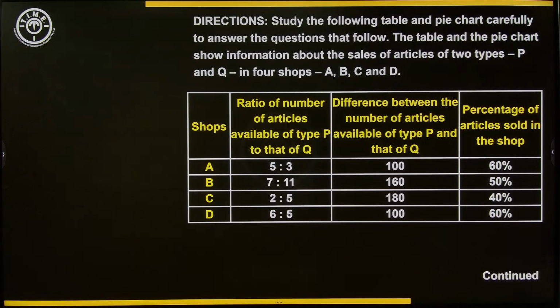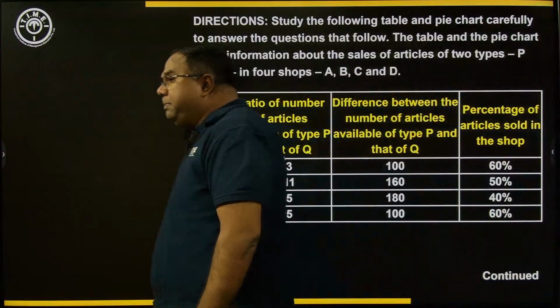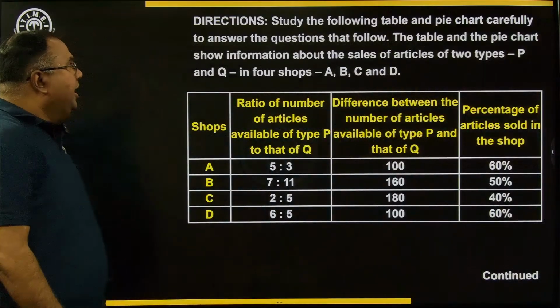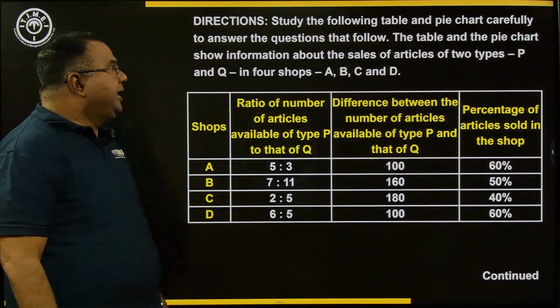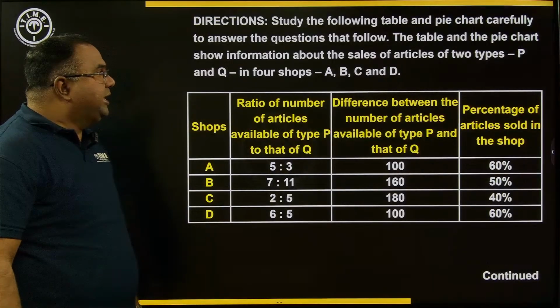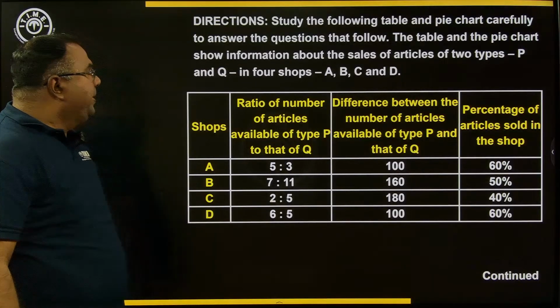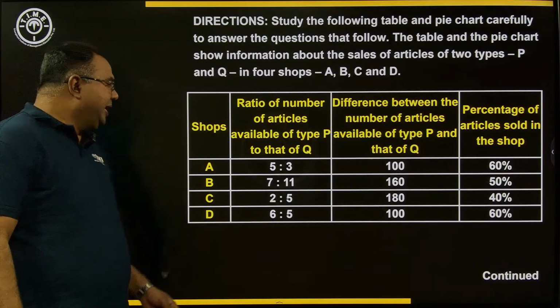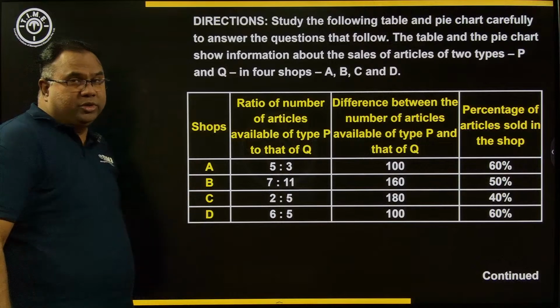Okay. So let's understand this. What is given here? Study the following table and pie chart carefully and answer the questions that follow. The table and pie chart show information about sales of articles of 2 types, P and Q, in 4 shops, A, B, C, D. We have A, B, C, D, 4 shops.